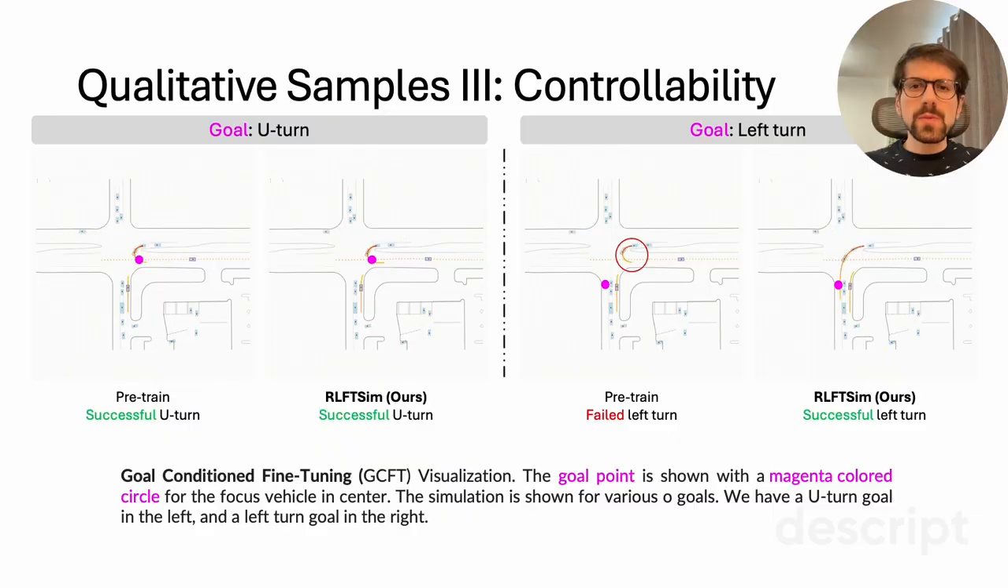For goal-conditioned simulation, here we are showing some scenarios with two different goals. The goals are shown in magenta color. On the left side, the goal is a U-turn. This aligns with the ground truth behavior. Both the pre-trained SMART and our fine-tuned model attain this goal. On the right side, we override the goal to a left turn. The pre-trained model cannot attain the goal, so it still tries to do a U-turn and it misses. However, RLFTSim with goal-conditioning fine-tuning produces a clean, realistic left turn that reaches the target.